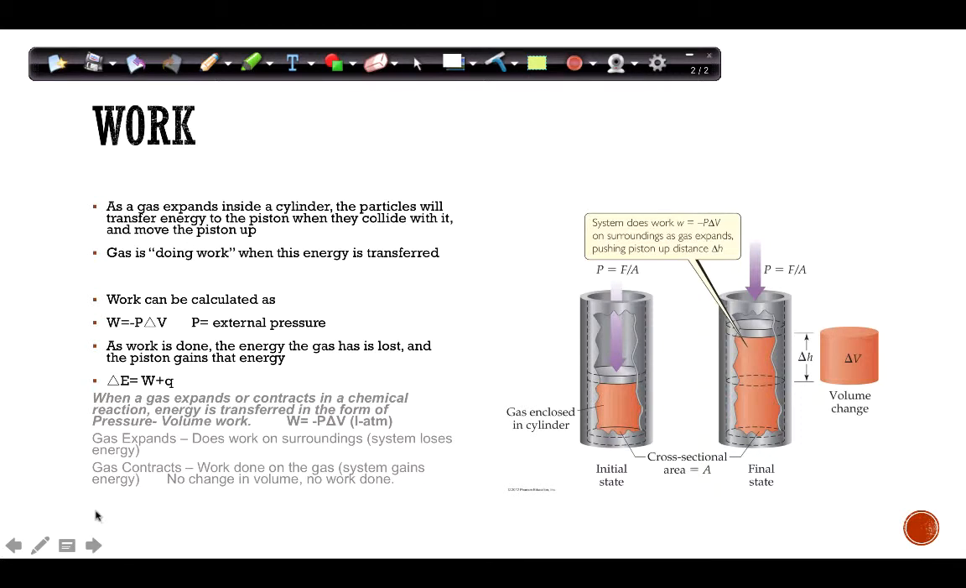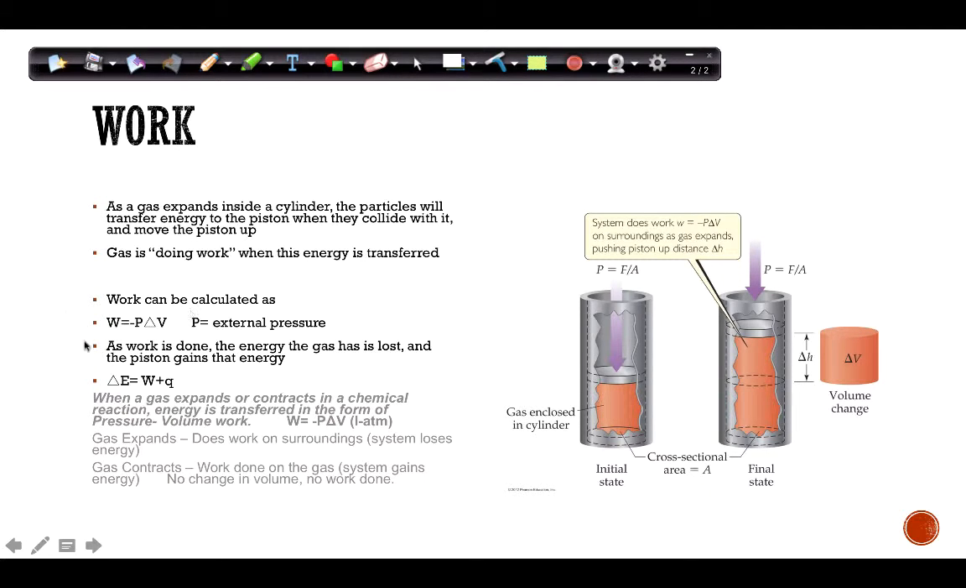All right, so there might be maybe one question on the multiple choice about work. So basically, if you have a gas and you're heating up that gas, those molecules start to move. They're colliding more with the container, and if they happen to be in a piston, they can actually do work on that piston and move the piston up. So if that happens, that energy is being transferred into work. So work can be calculated by taking the negative pressure and multiplying it by the change in the volume.